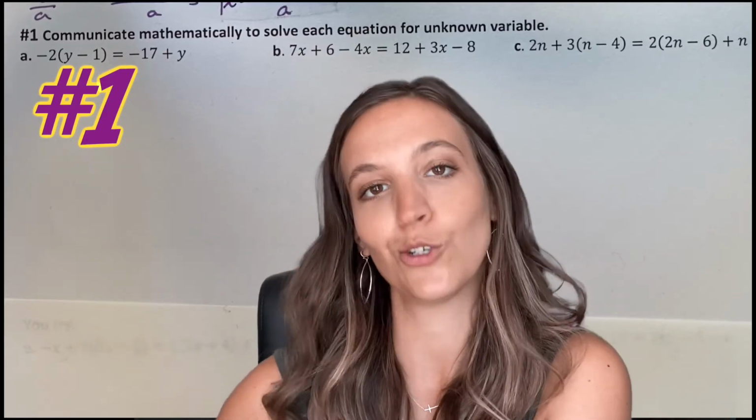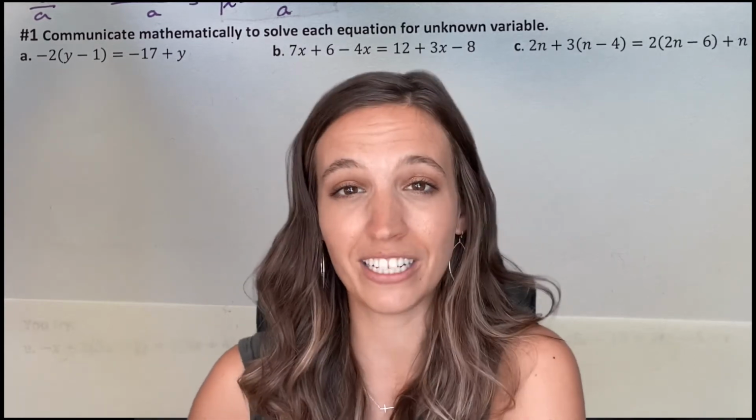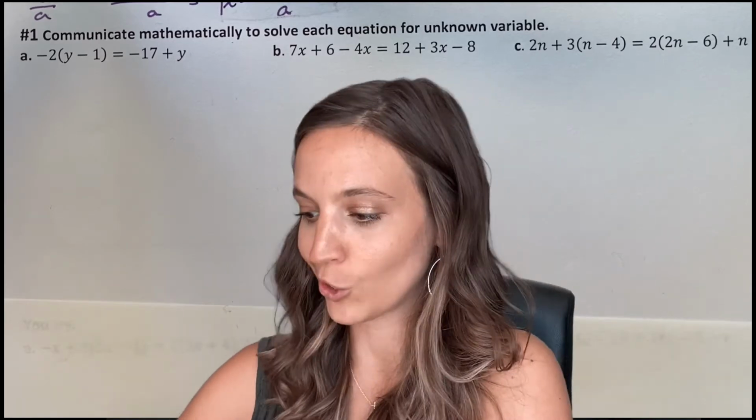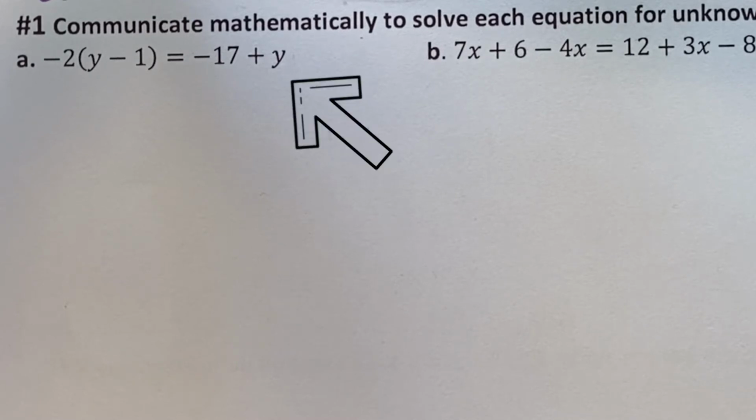Number one, we need to communicate mathematically to solve for each unknown variable. This is the same thing we've already done. Now we're just gonna get a rational solution for each equation. So for this first one, I see a lot going on. I can't just grab that y right now and start solving for it because I have these parentheses and everything.